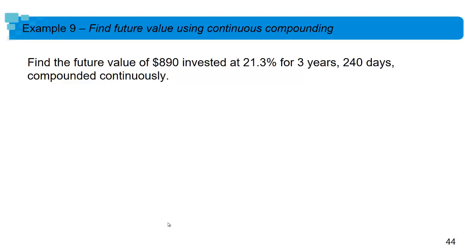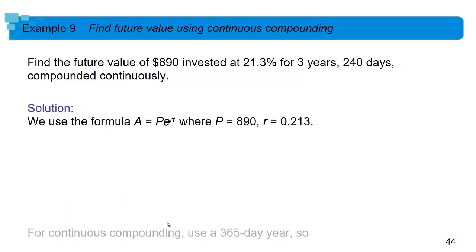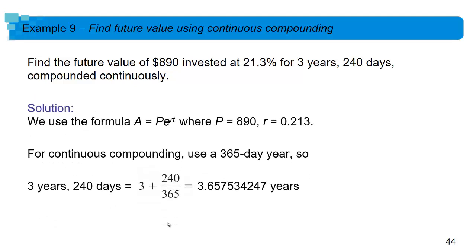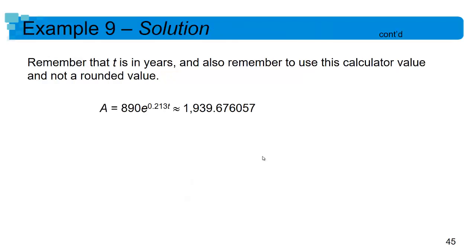Okay, another example where we can compound continuously, and really it's just a matter of plugging everything in, throwing it into your calculator, and doing the math. Now again, when we talk about 240 days compounded continuously, because we're now compounding continuously, we're going to use 365 because we want to get as close to a real year as possible. So if it's continuous compounding, you can assume 365. Otherwise, you can assume 360 for daily.